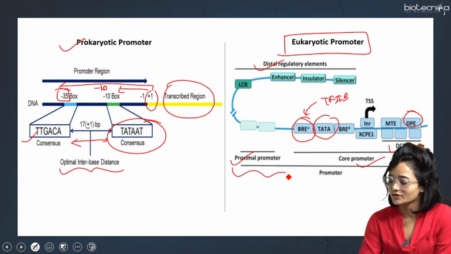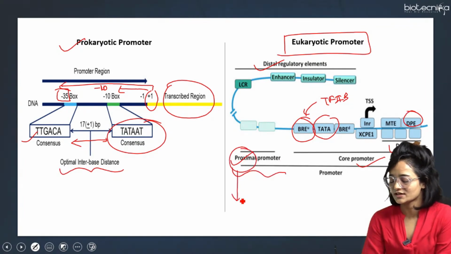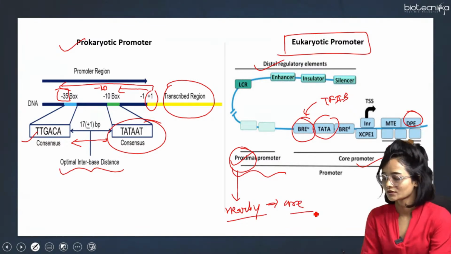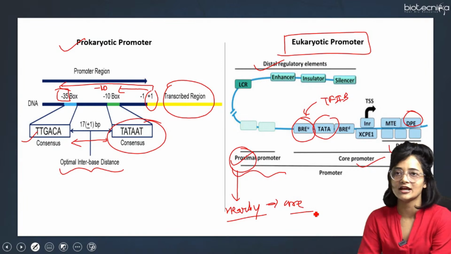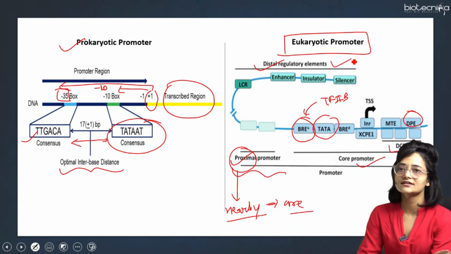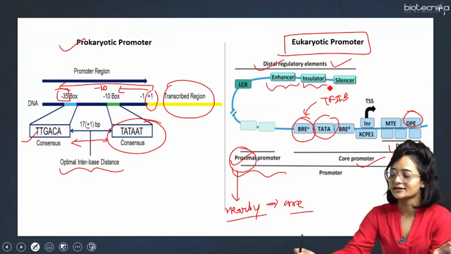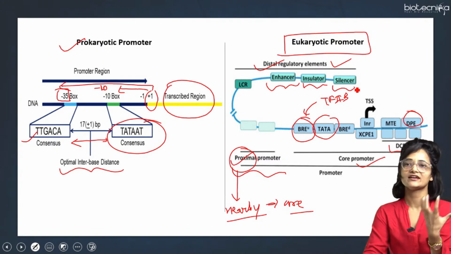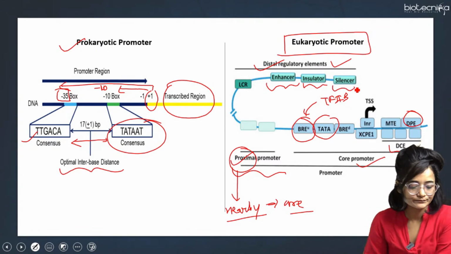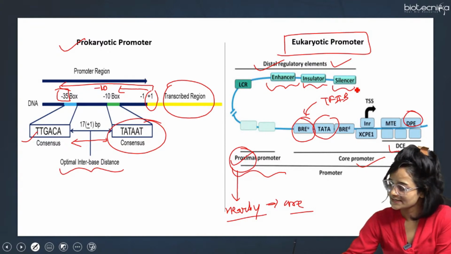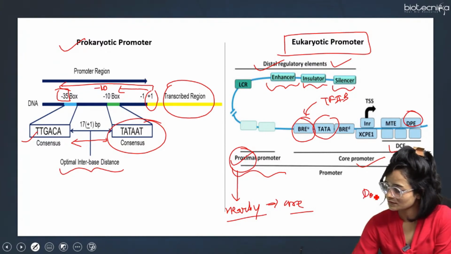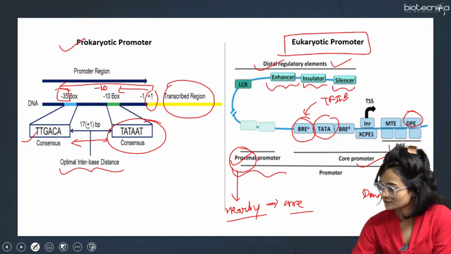Now this proximal promoter, from the name itself, proximal, it is present nearby the core promoter, right? And the distal regulatory elements can be required or cannot be required. These are the regulatory elements which basically involve the enhancers, the insulator, and the silencer. These basically regulate gene expression, right? So DCE is basically the downstream core promoter element.